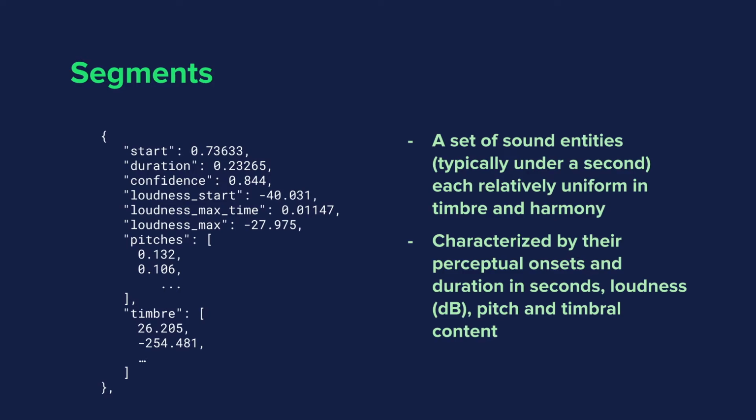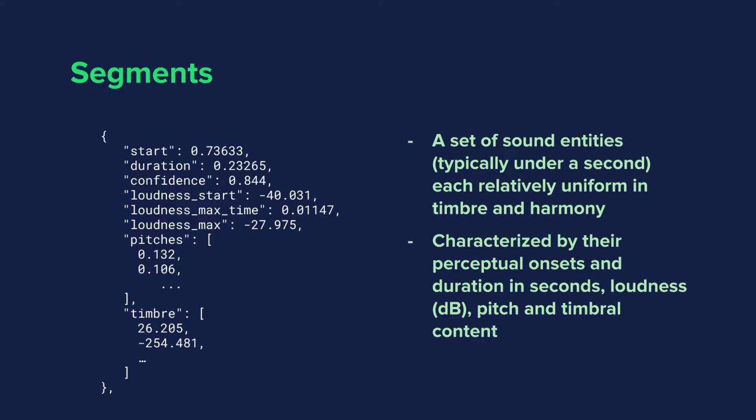And this is where audio analysis is really key because you have things like pitch and timbre, which is essentially a description of the sound for each of these segments. So if you wanted to determine how many times the C key was played in a song, or how many C chords were played, you could. So these segments are characterized by their perceptual onsets: when it starts to come in, how long it lasts, how long the loudness of it persists, and, as I said before, pitch and timbral content.